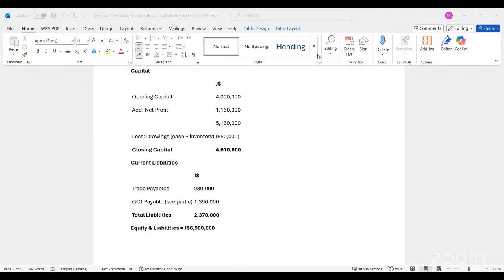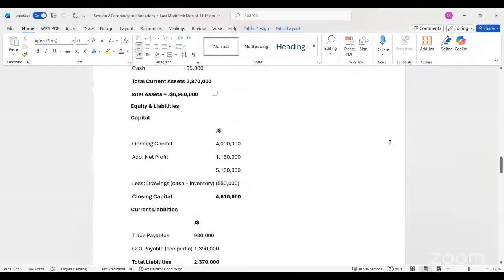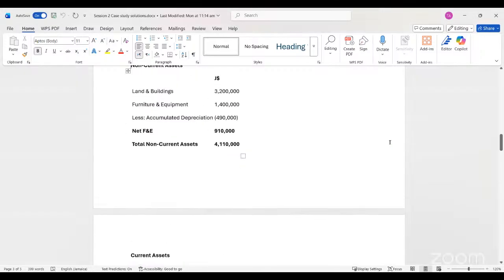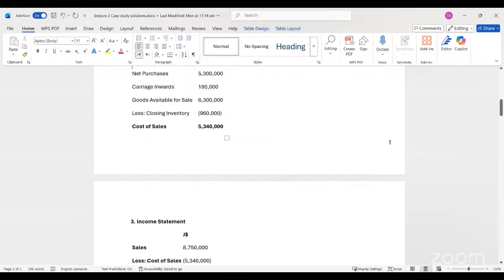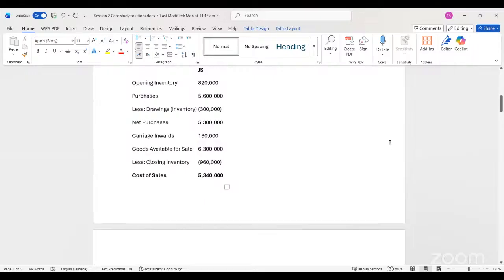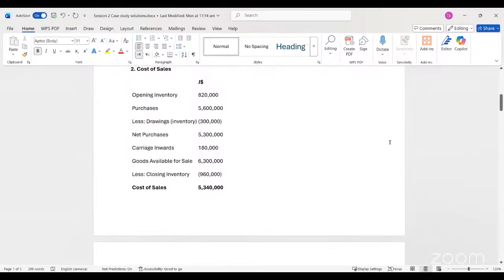I'm sorry, can you go back to the cost of goods calculation? Yeah, the cost of sales calculation, please. All right, hold on. Cost of sales. Here's the cost of sales calculation.